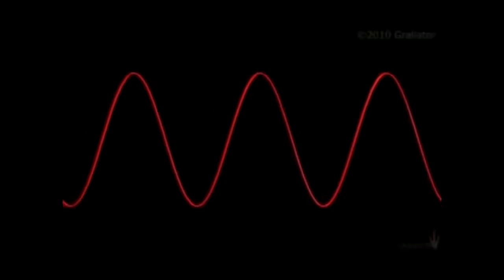Although sound is a longitudinal wave, we represent it using a transverse wave. A transverse wave is defined as a wave in which the medium vibrates at right angles to the direction of its propagation. To understand transverse waves, you have to understand two key concepts: amplitude and frequency.